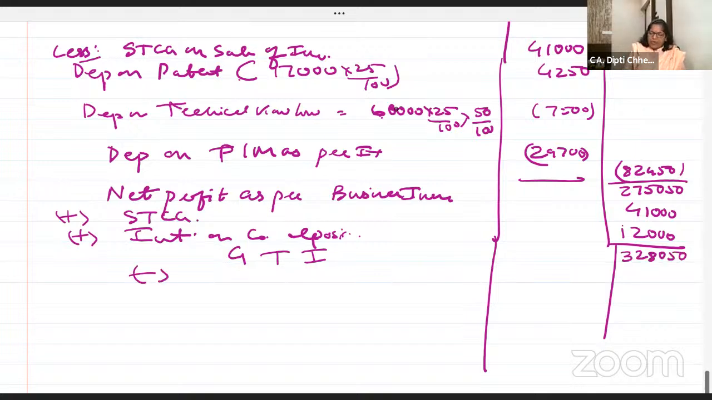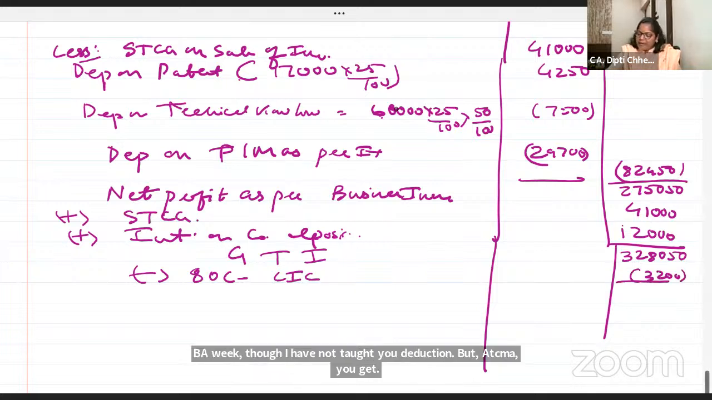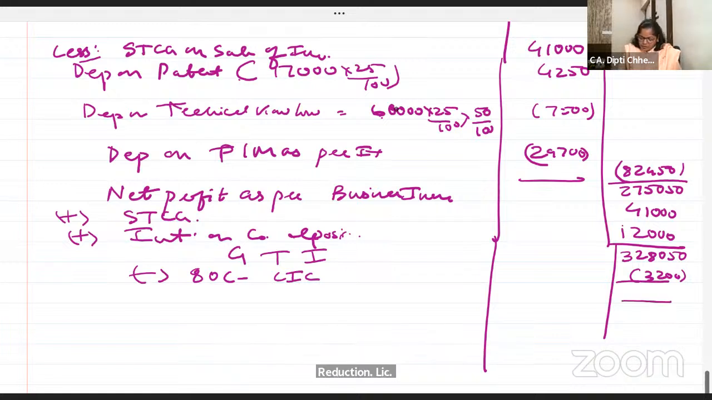328,050 gross total income. And they have said that they have paid LIC. ठीक है, अभी के लिए लिख दो. I have not taught you deduction, but ATC में you get deduction LIC. So minus 3,200. So what is your total income?